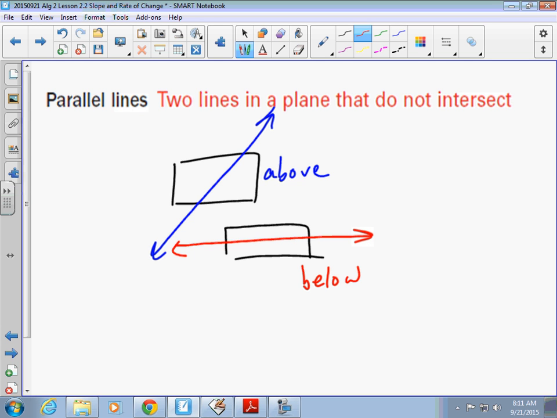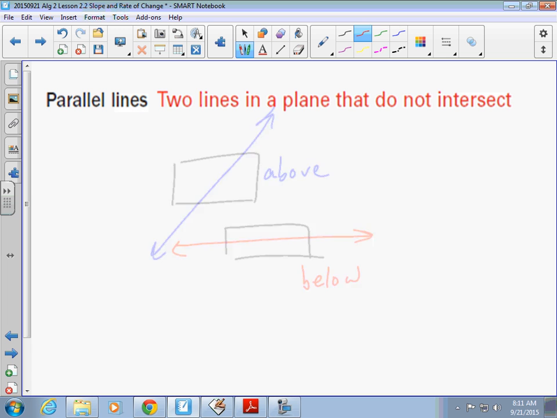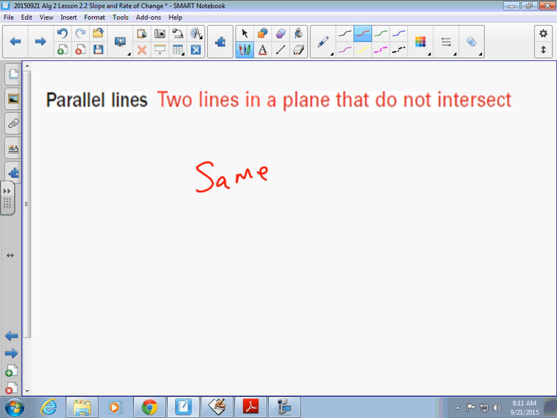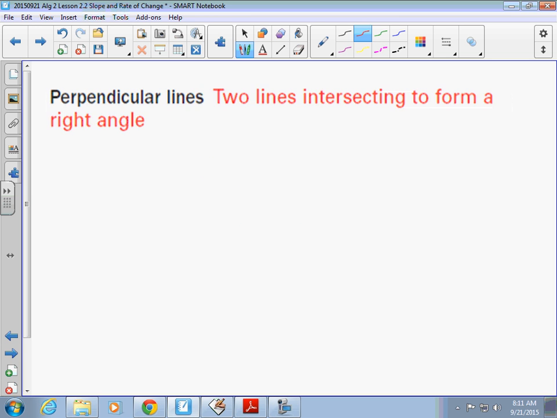We're going back to slope. And we're talking about lines that don't ever intersect. But what you have to know about slope when you're talking about parallel lines is that they have the same exact slope. Perpendicular lines, slopes form a right angle. Their slopes are the negative reciprocal of each other.